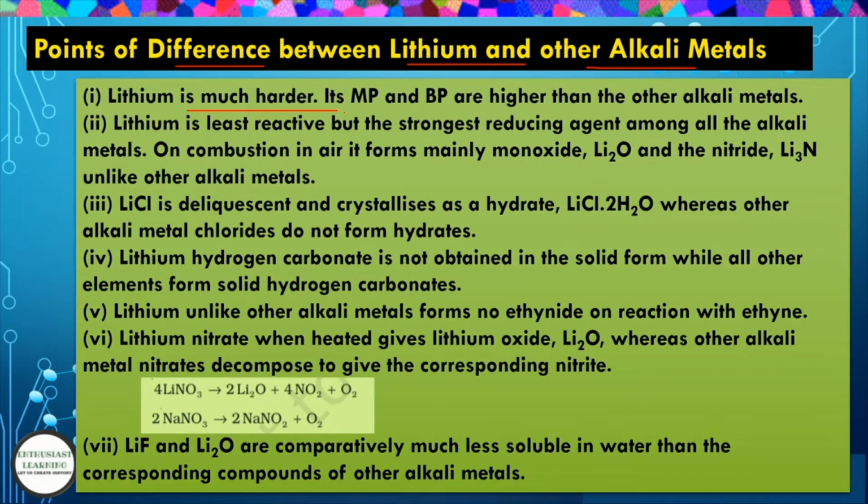Lithium is much harder; its melting point and boiling point are higher than the other alkali metals. Lithium is least reactive but the strongest reducing agent among all. On combustion in air, it forms mainly monoxide and nitride, unlike other alkali metals.